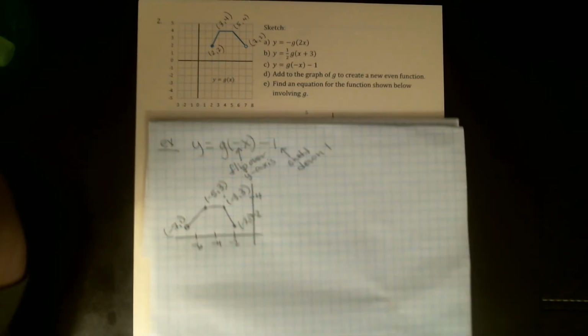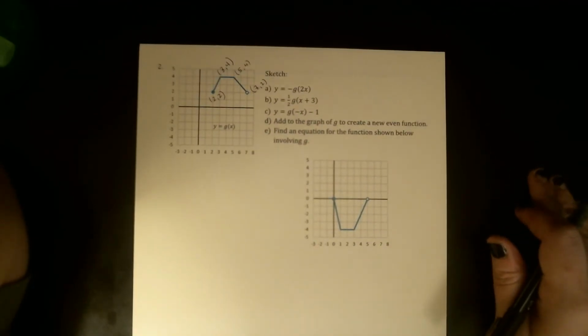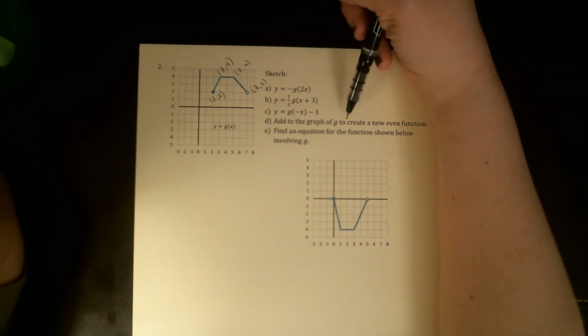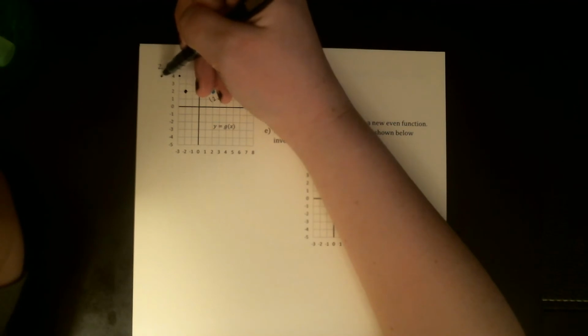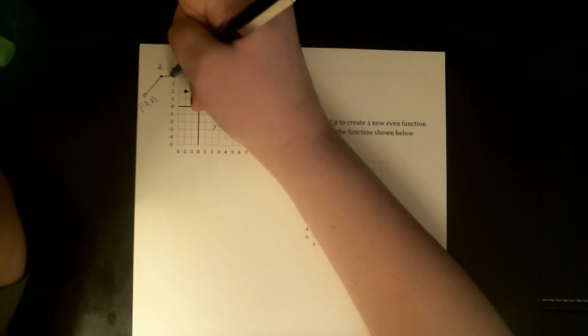I do have a couple of other parts to this problem. First, part D, we want to add to the graph of g to make a new function that is even. So if I want my function to be even, I didn't leave myself great room here, but this is just a reminder thing. It has to have symmetry across the y-axis. So to g, I would have to add a point (-2, 2), a point (-3, 4), a point (-5, 4), and an open circle at (-7, 2).